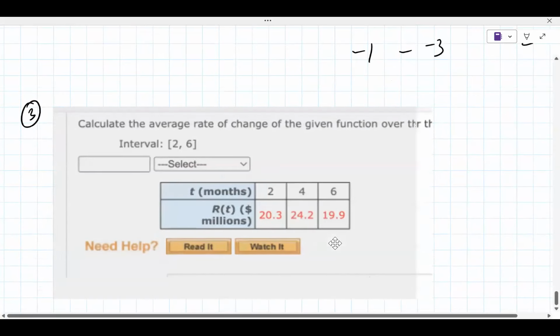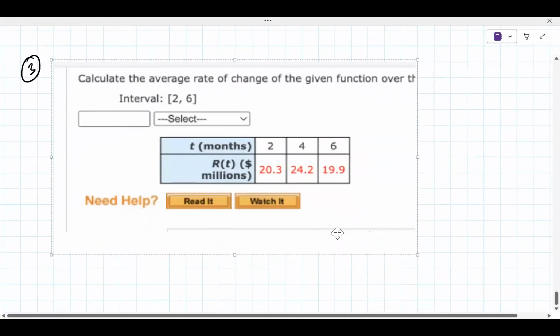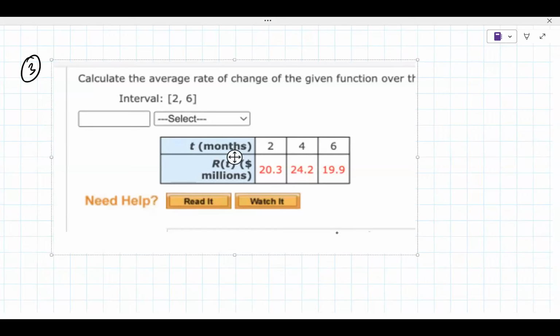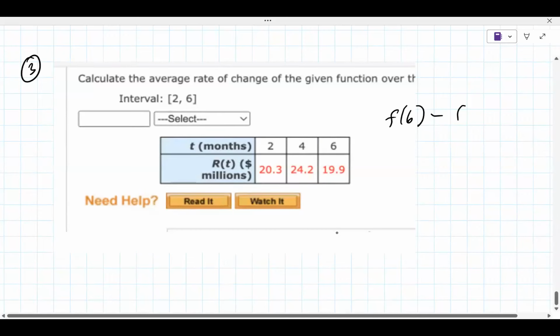Right. 3 is the same thing. It's just asking, where appropriate, specify the units of measurement. So your units of measure, we'll get to that, but it's the y units over the x units.